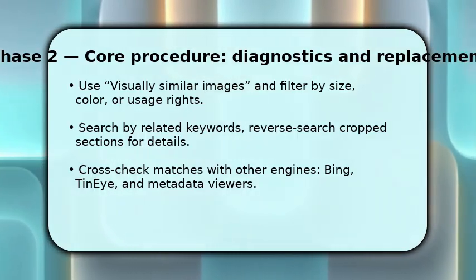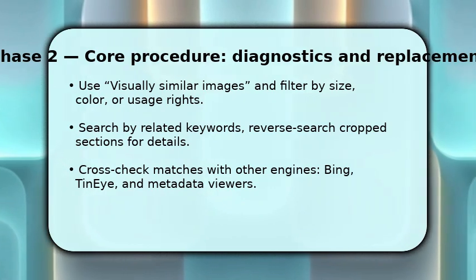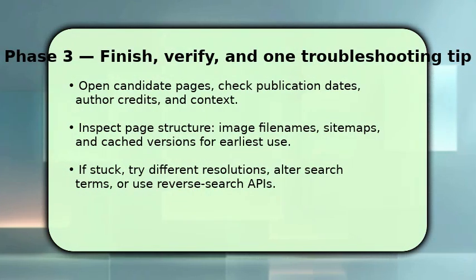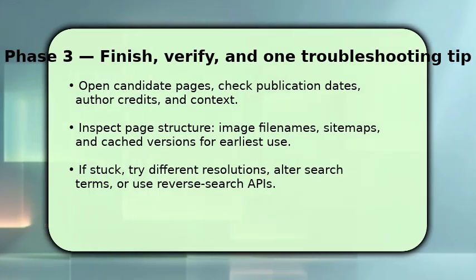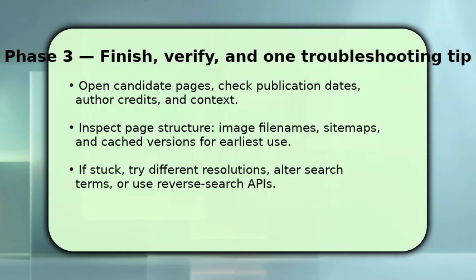You finish by verifying the most plausible source. Open candidate pages and confirm publication dates, author credits, and whether the image appears in original context. Inspect image file names, sitemaps, and cached or web archive versions to find the earliest appearance.